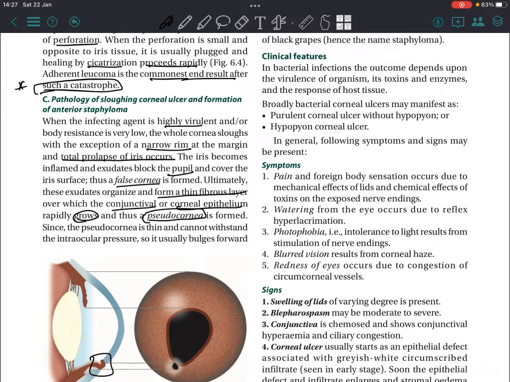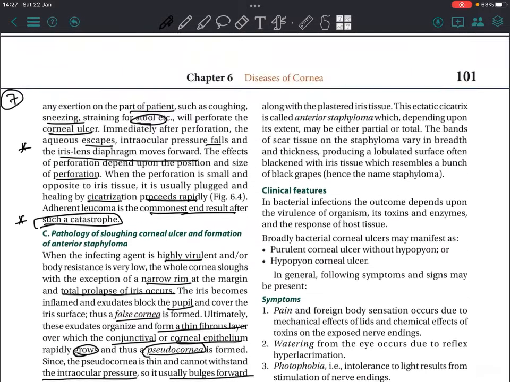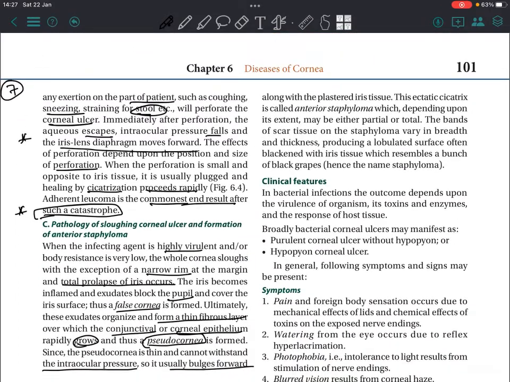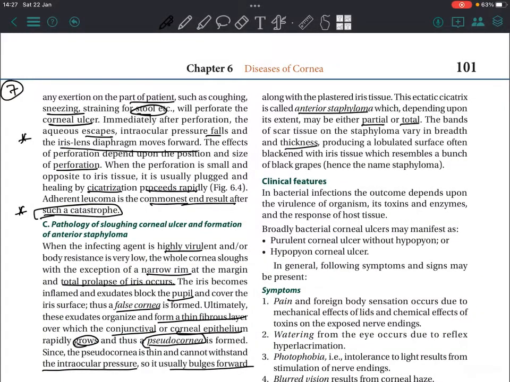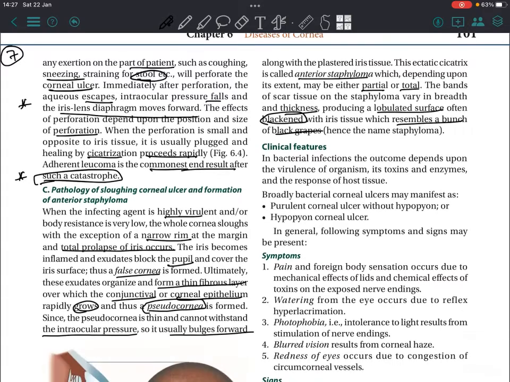Since the pseudocornea is thin and cannot withstand the intraocular pressure, it usually bulges forward. Along with plastered iris tissue, the ectatic cicatrix is called anterior staphyloma, which, depending upon its extent, may be either partial or total. The bands of scar tissue on the staphyloma vary in breadth and thickness, producing a lobulated surface, often blackened with iris tissue, which resembles a bunch of black grapes. Hence the name staphyloma.